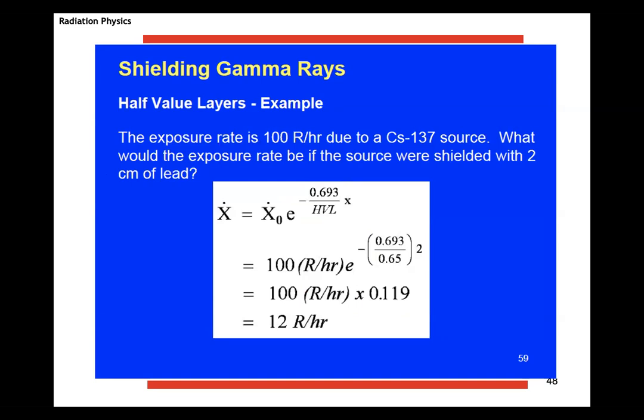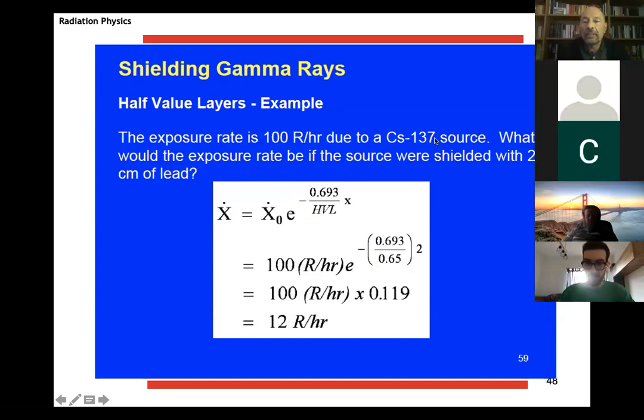Let's make some example now. As you see, we will now use the unit of exposure rate in Röntgen per hour. This is an old unit, but it's still very much used. I should use Coulomb per kilogram, but let me use Röntgen per hour. So let's say that the exposure rate is 100 Röntgen per hour due to a cesium-137 source. Now the question is, what would be the exposure rate if the source were shielded with 2 centimeters of lead?